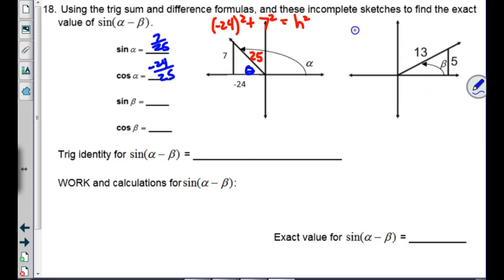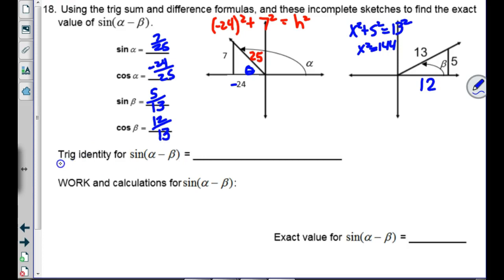All right, over here, we have x squared plus 5 squared equals 13 squared. If we subtract, we get 144, so this is 12. Do I need a negative on it? No, it's going to the right, okay? This one was negative, though. All right, so sine, anybody? Oh, that would be 5 over, oh wait a minute, 5 over 14. Yeah, opposite over hypotenuse. Cosine is adjacent over hypotenuse.